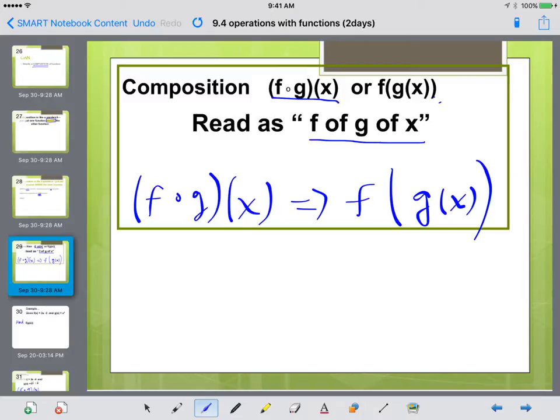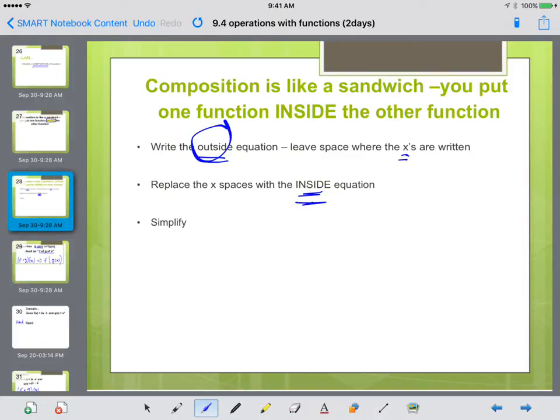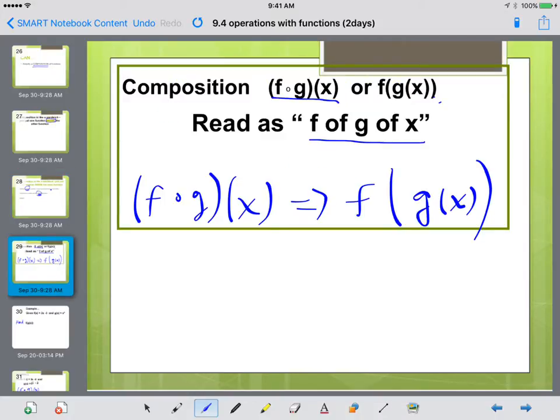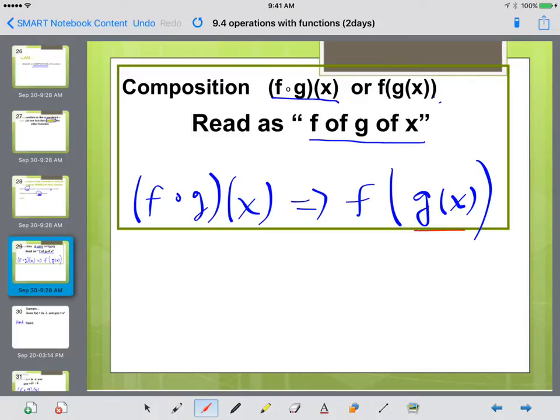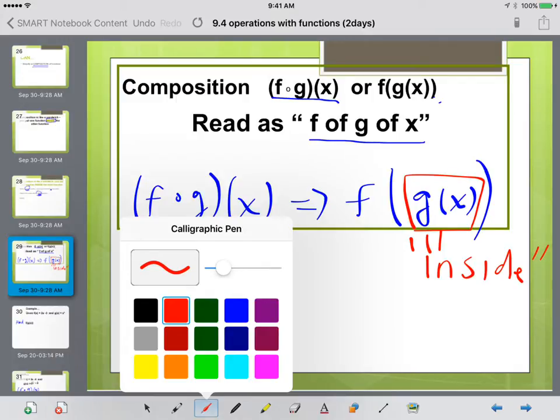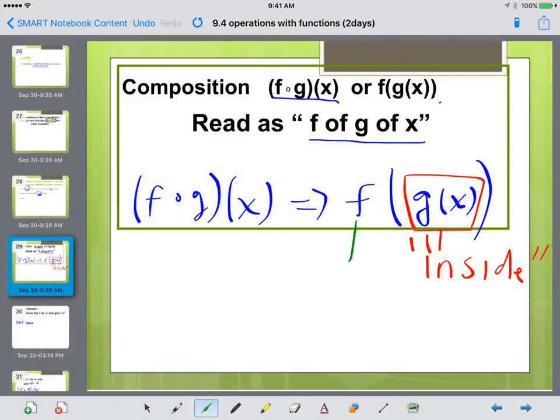So if you remember in our steps, we talked about an outside equation versus an inside equation. Well, you can imagine that it's just as it sounds. The g is inside the big parentheses. So g of x would be considered the inside equation. And f, well, f is on the outside of the big parentheses, so f would be considered the outside equation.